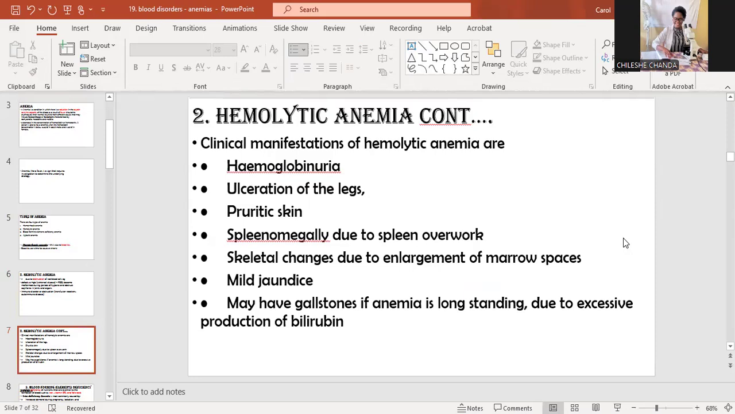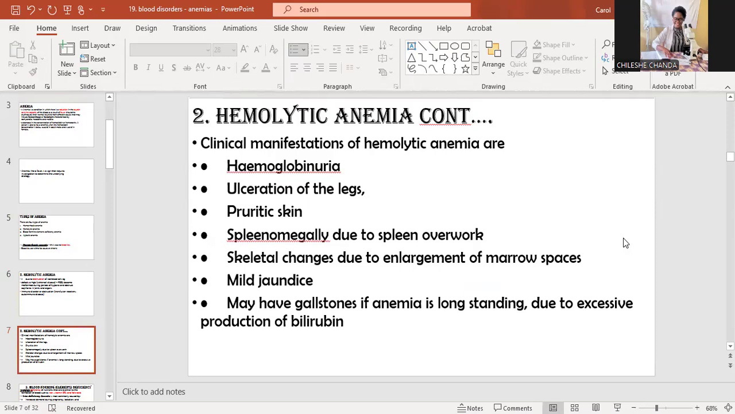The other sign will be the patient will have ulcerations of the legs, okay? Usually when there is hemolysis of red blood cells, you're going to find destruction of other blood cells as well, particularly the platelets, and therefore this patient will have easy bruising. The patient will have pruritic skin. Pruritus is simply itching. The patient will start experiencing itchiness.